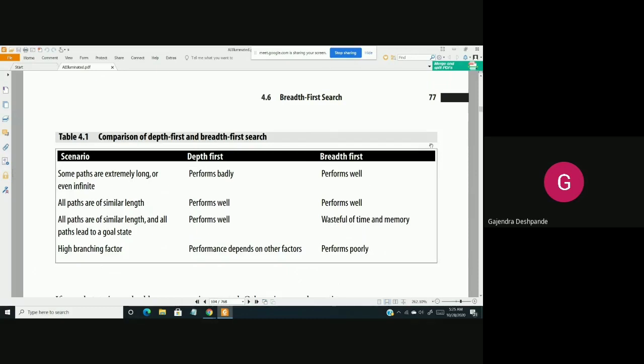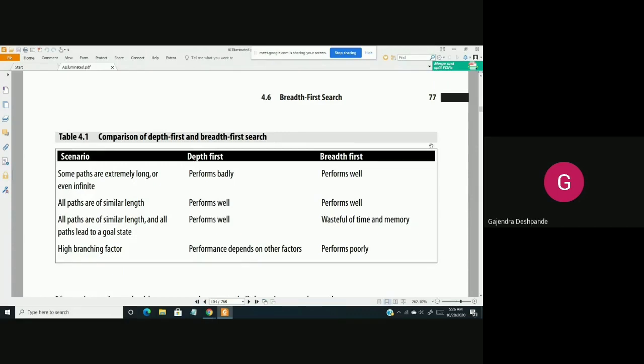The next scenario is when all paths are of similar length. For example, if you see the tree which we have used, we used the same tree for both DFS as well as BFS. In this case, it has resulted in almost the same number of steps. So DFS and BFS both will perform better when you have all paths of similar length. When I say all paths of similar length, that means let's assume that our goal node is on the leaf nodes and all the leaf nodes are at the same level.